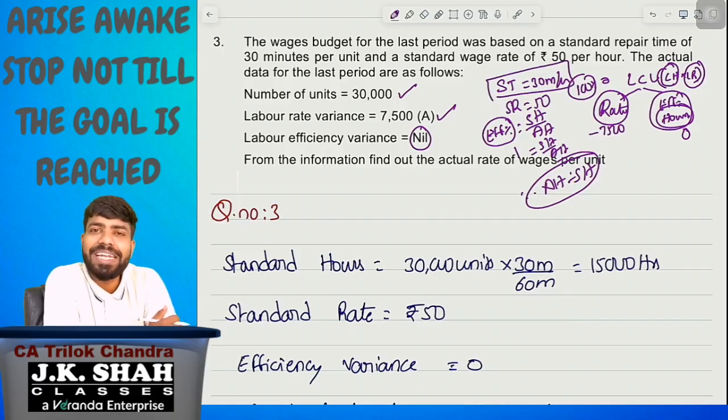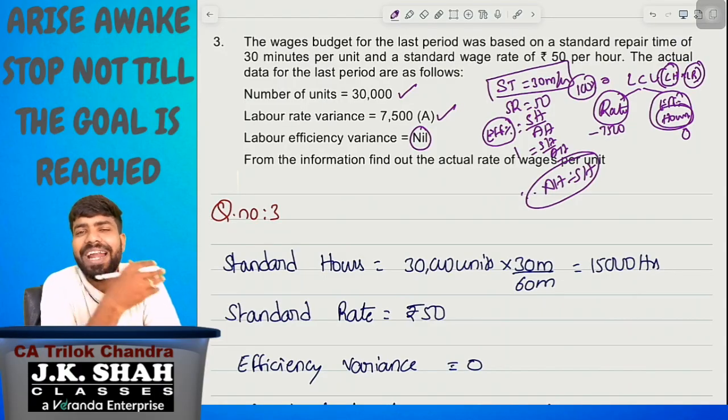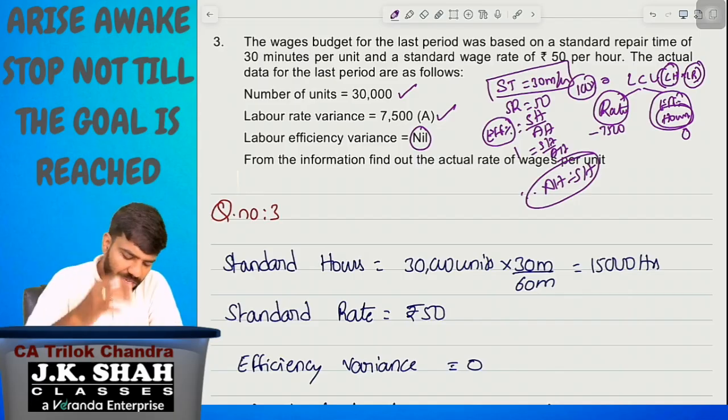And we are going to take standard time equal to actual time because the efficiency variance is 0. There is no variance in hours. Standard equal to actual. Whatever the time permitted, within that time they are able to complete. So the variance is 0. So actual hours equal to standard hours. Do you understand? Look at here.